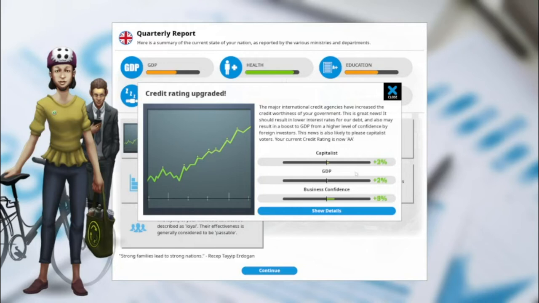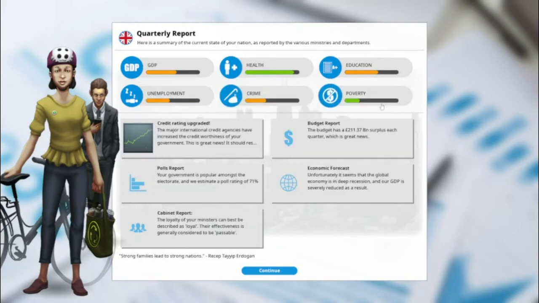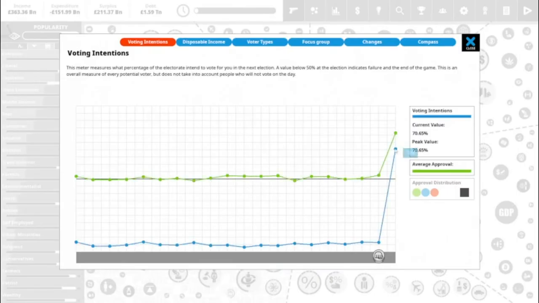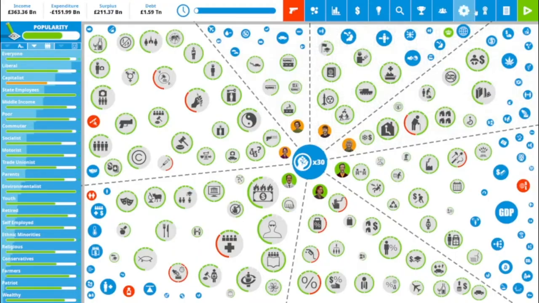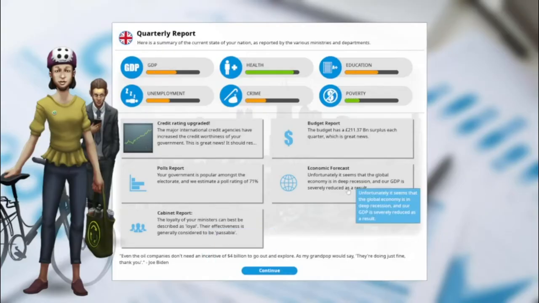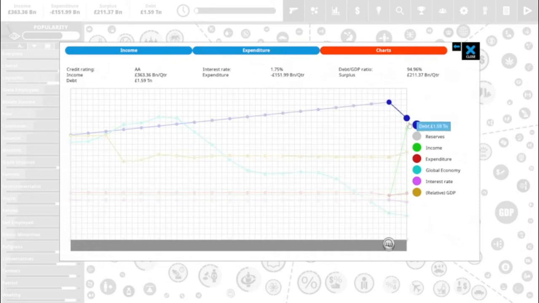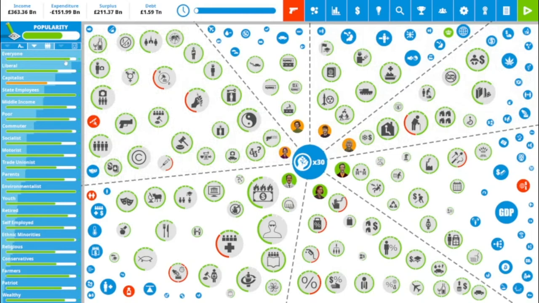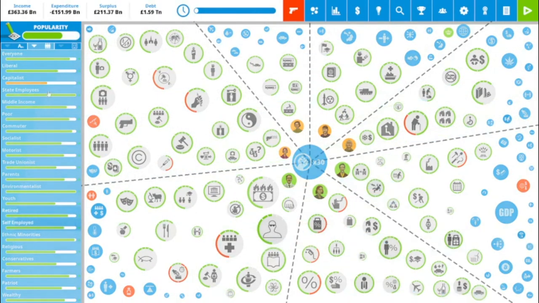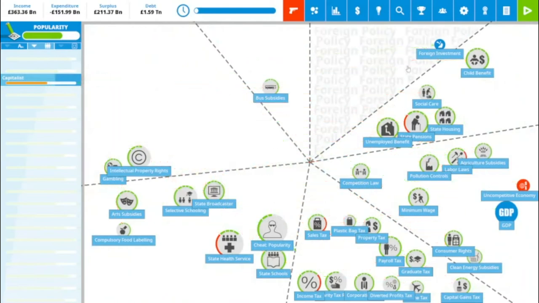Credit rating upgraded to double A in one turn. Budget has a 211.37 billion surplus each quarter, which is great news. Polls are at 71% now. Look at that, it's ridiculous. Cabinet's loyal. Unfortunately, the global economy is in deep recession, but who cares when your income has just gone like that? Look at that popularity. That's ridiculous. Everybody loves us, apart from capitalists.